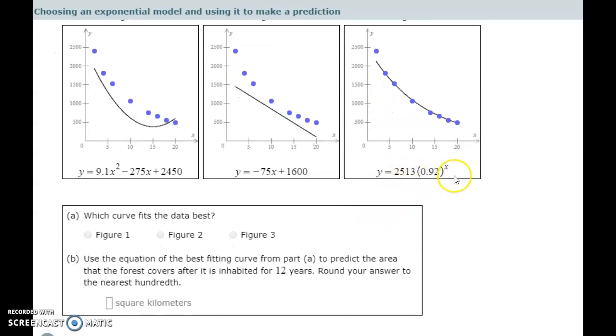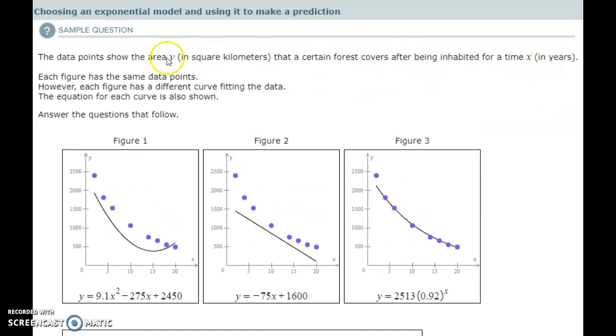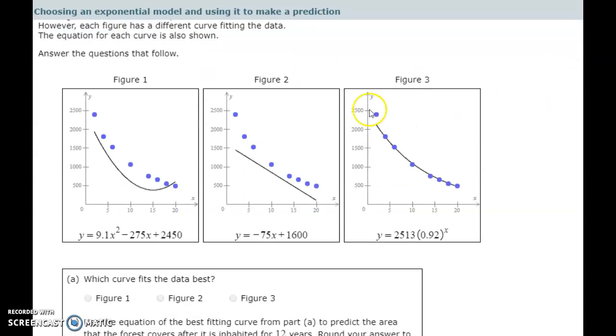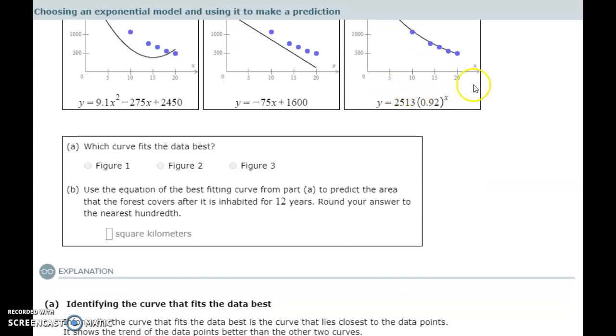We're going to use this equation listed right here, and we're going to predict the area, in this example, that the forest covers after it is inhabited for 12 years. And so the x-axis is measuring the years, the y-axis is measuring how much area the forest covers, and that is explained up here in the directions, and you can also see it from the labels on the axis, or the numerical values on the axis.